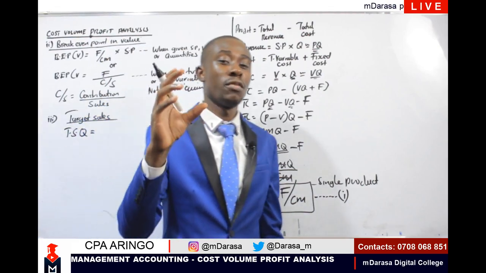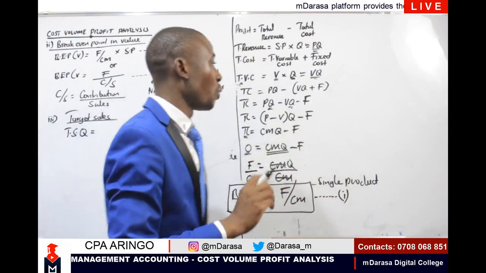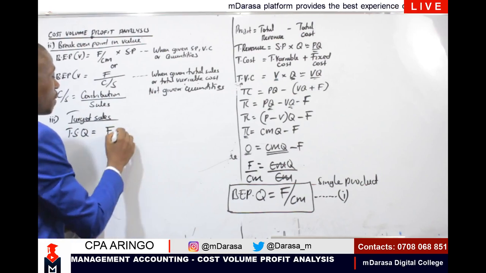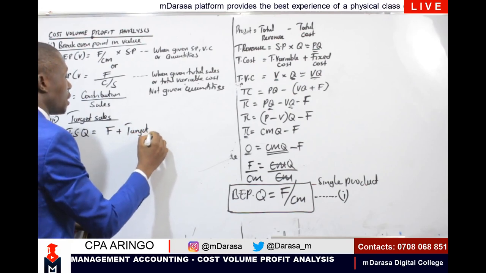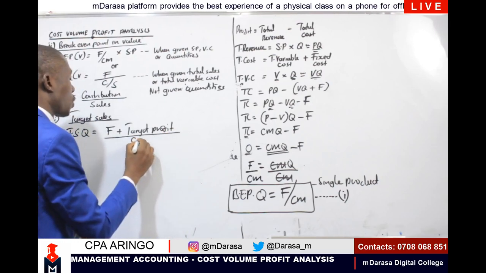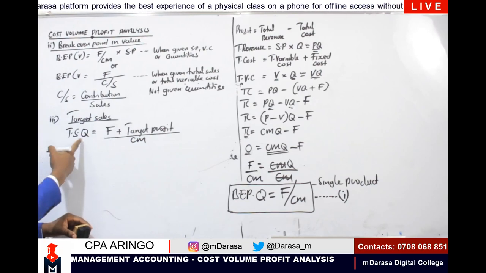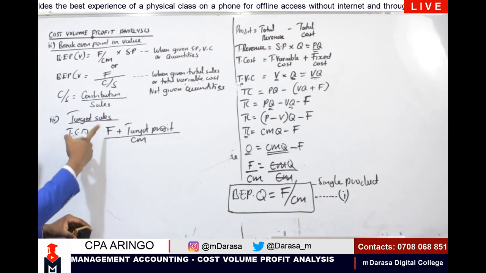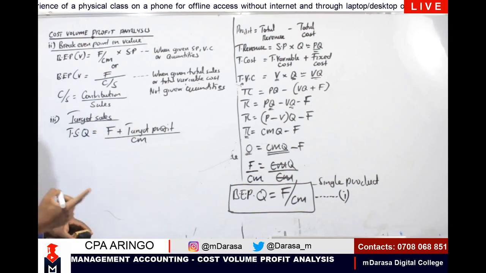How will you determine your target sales? You need to achieve a certain level of sales in quantity. How are we going to achieve that using this concept? We'll be talking of our fixed cost plus our target profit. In this case, you are going to divide by our contribution margin. That is when I'm required to determine our target sales in quantity: fixed cost plus target profit, divided by our contribution margin.